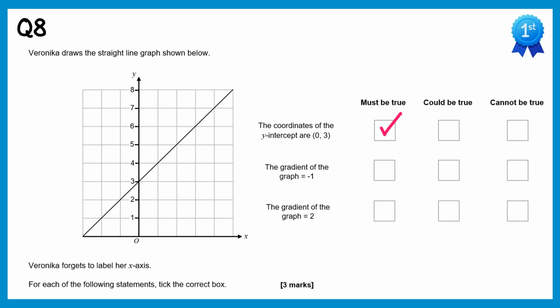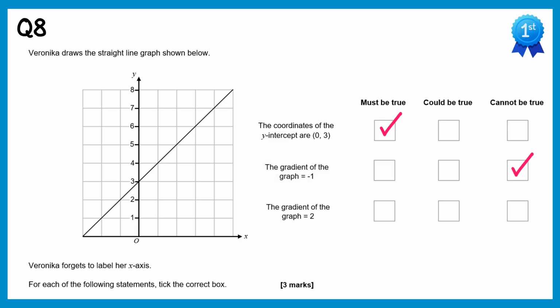Now if we look at the second one, it says the gradient of the graph is -1. If a graph has a negative gradient, it will be sloping the other direction. You can see our graph is sloping upwards, so it must have a positive gradient, in which case it cannot be -1. So this cannot be true.